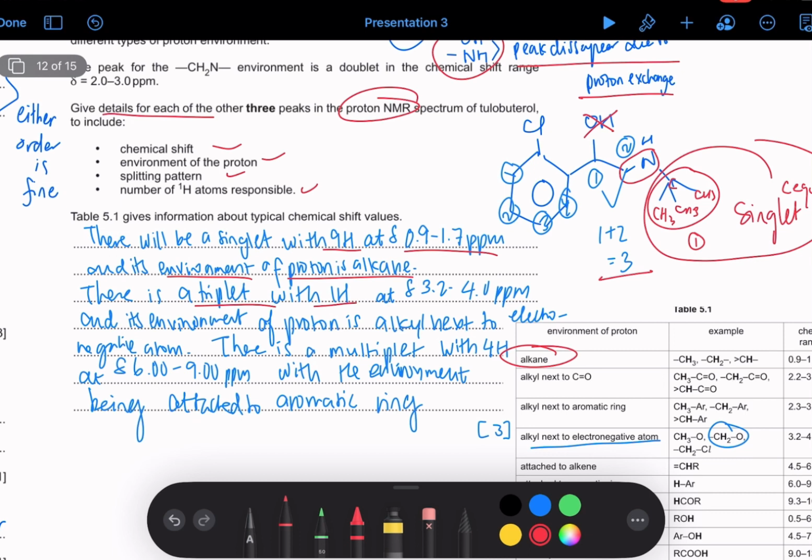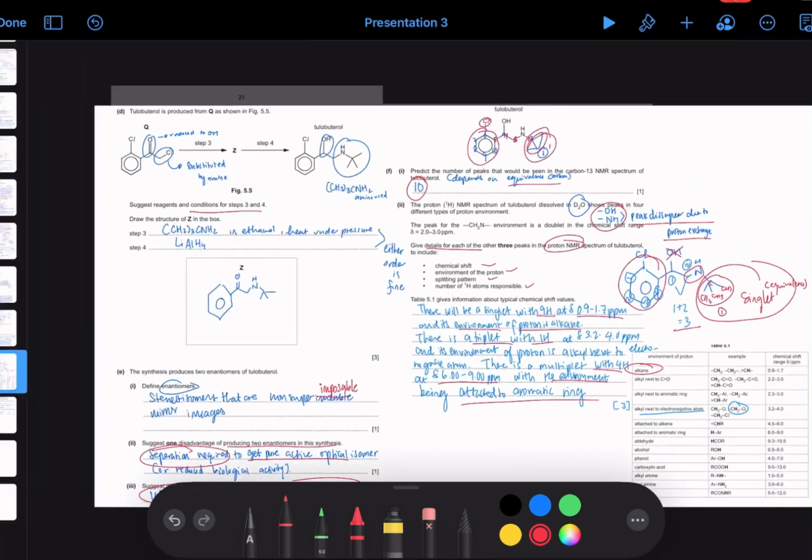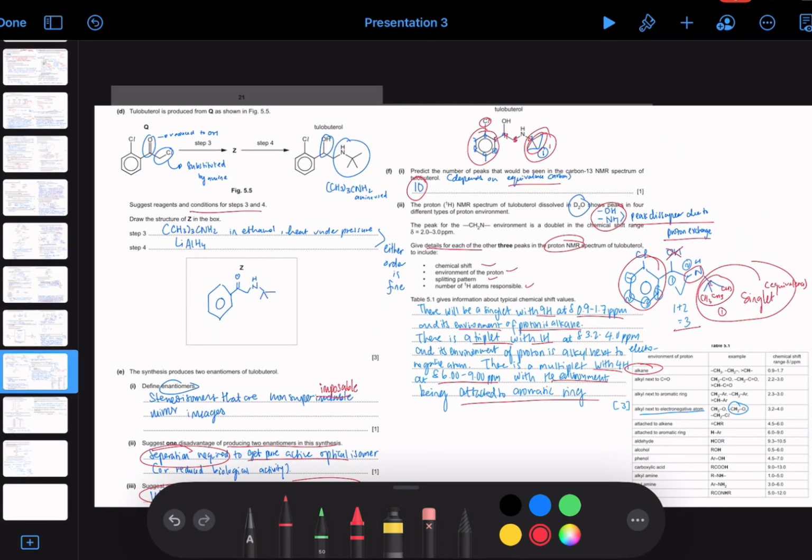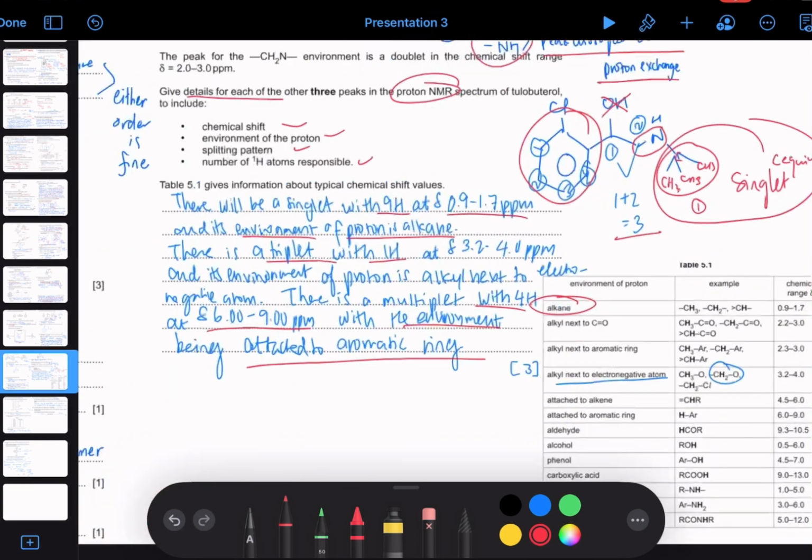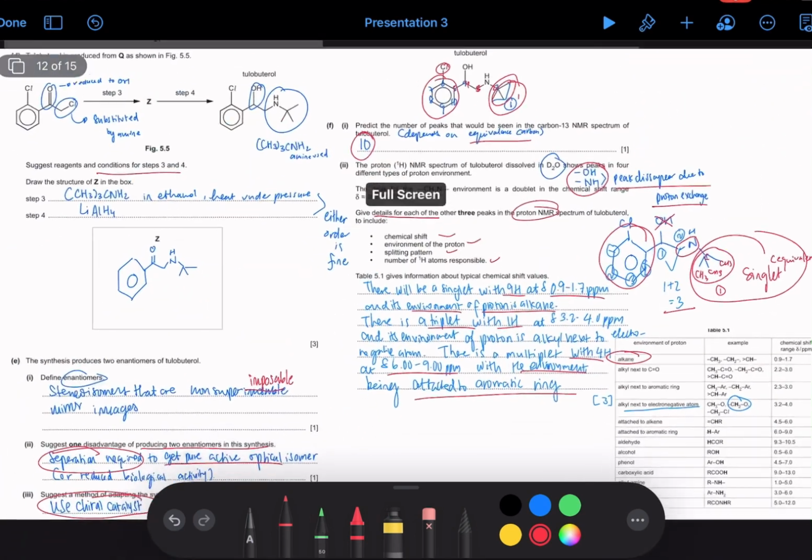So again, for the next one, there is going to be a multiplet with 4H at 6 to 9 ppm, with the environment being attached to an aromatic ring. So which one is that? This one is here. So yeah, that would be your multiplet with 4H. So that gives you 3 marks. Always refer to the table for reference of the chemical range, by the way.